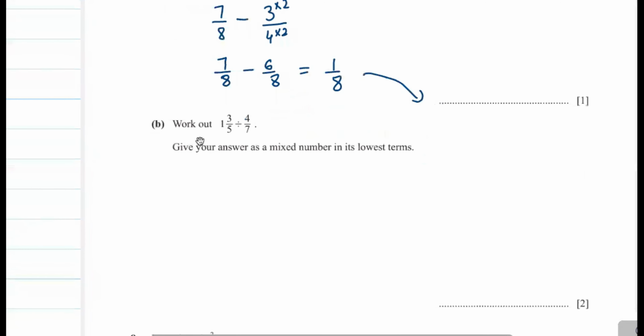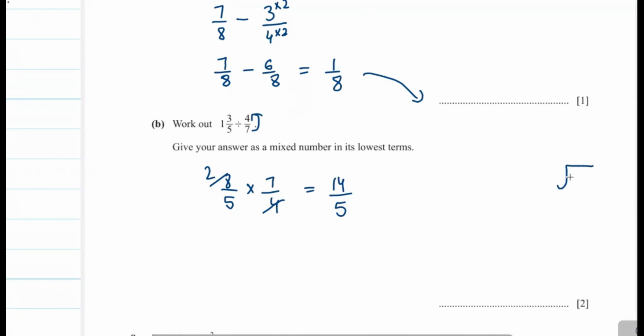Now next is part B: 1 3 over 5 divided by 4 over 7. Now we can write it as 1 3 over 5. You can write it as an improper fraction, 5 times 1 plus 3, 8 over 5. And now here is the division sign. You can convert it into multiplication by reversing the fraction. You can reverse it, that is 7 over 4. Now 4 times 2 is 8. Therefore 2 times 7 is 14 over 5.